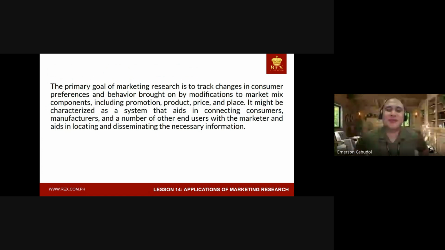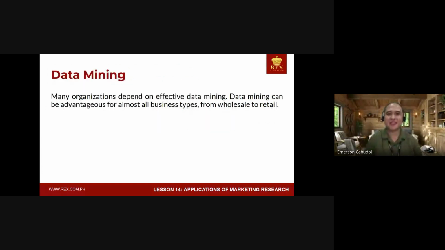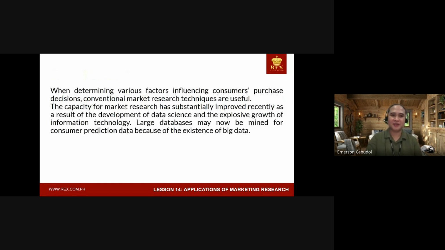This one is included in our textbook. So, what is data mining? Data mining, in the context of marketing research, refers to the process of extracting valuable insights and patterns from large data sets to inform strategic decision making. So we use advanced algorithms and machine learning techniques. We are able to analyze consumer behavior, preferences, and trends more effectively than traditional methods allow.